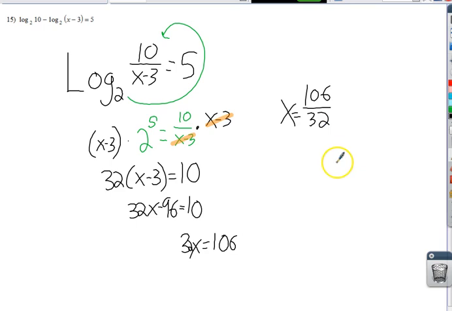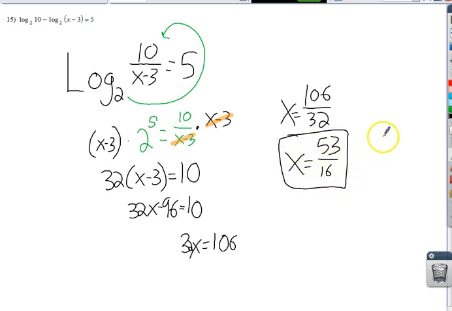Not the final answer, and why not? Well, they're both even. So if they're even, that even's leaving. And 53 over 16, or the decimal approximation of that. Moving on.